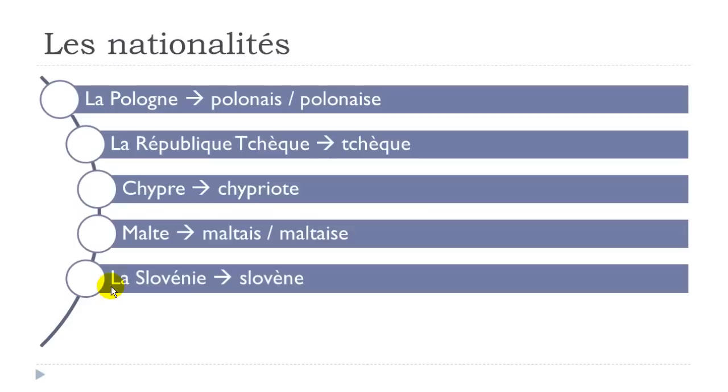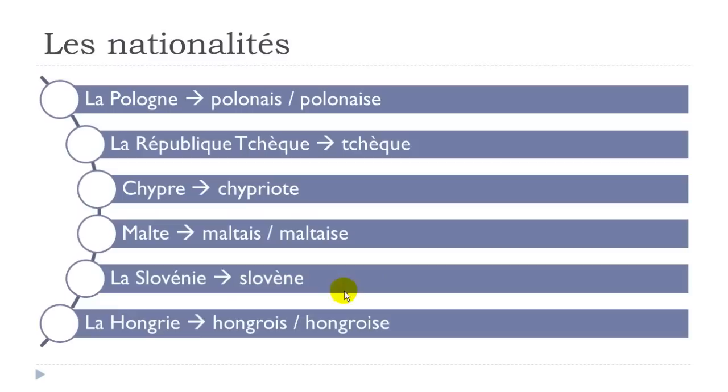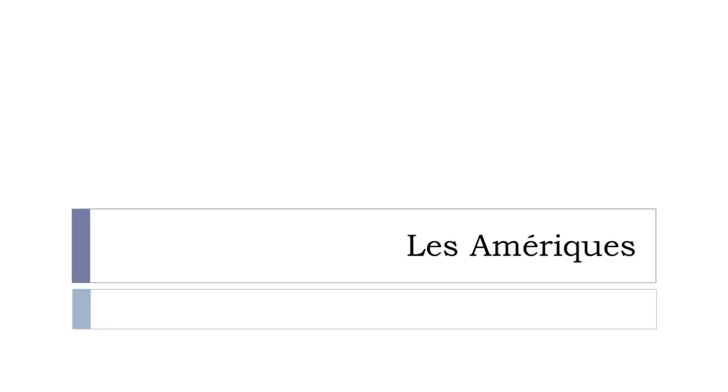La Slovénie. So only one form here. Slovène. Slovène. Remember, E accent grave. You open it. Slovène. La Hongrie, hongrois, hongroise. Okay, hongrois, hongroise. So here, final S not pronounced for the masculine form, and then you pronounce it here for the feminine form. Hongrois, hongroise. Les Amériques, les Amériques.